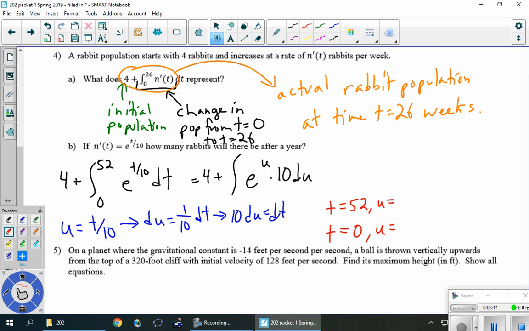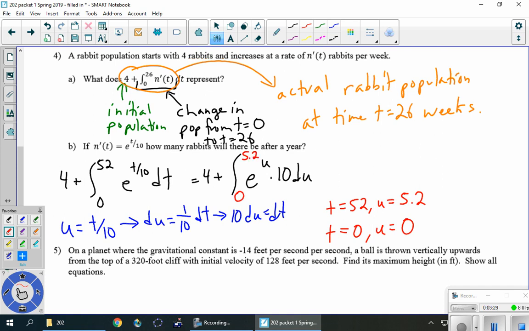So we know our definition for u. You just take t and divide it by 10. So that's what we'll do. T equals 52, divide by 10, the corresponding u is 5.2. When t is 0, divide that by 10, it is still 0. So we put 0, and we put 5.2.